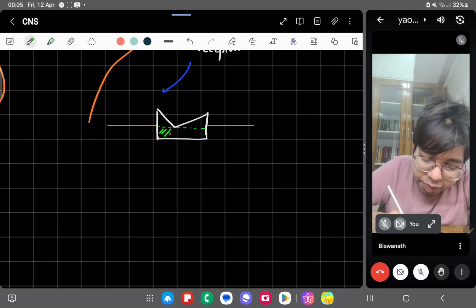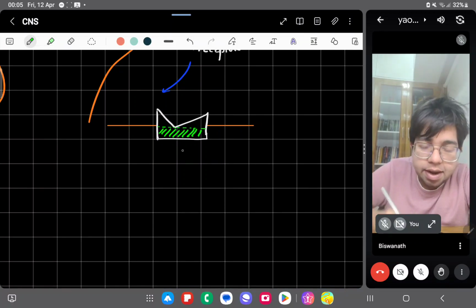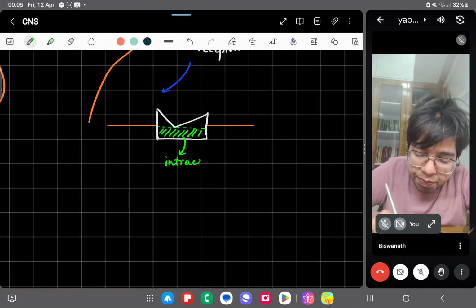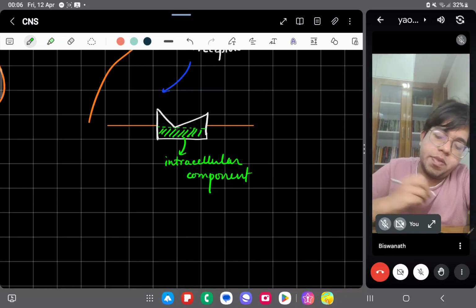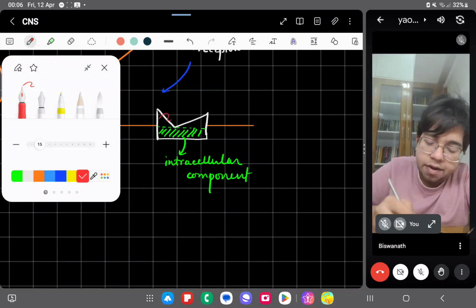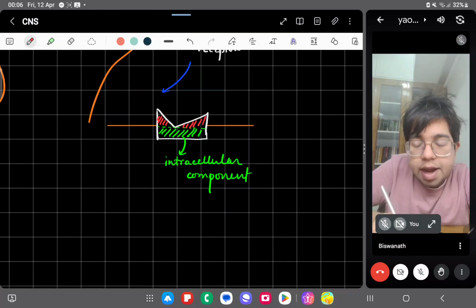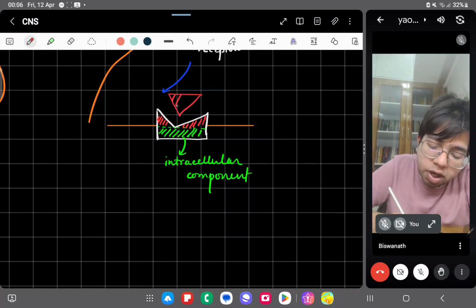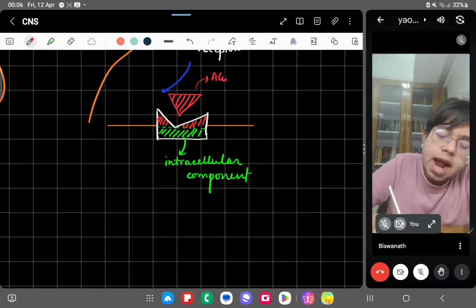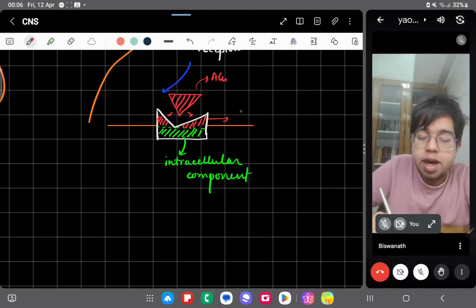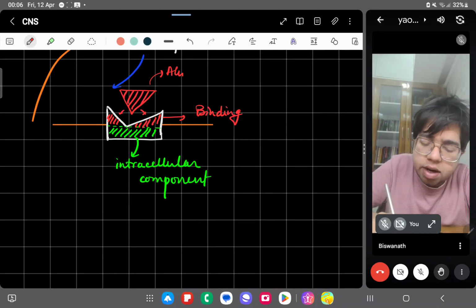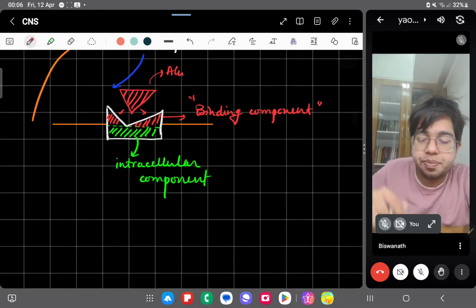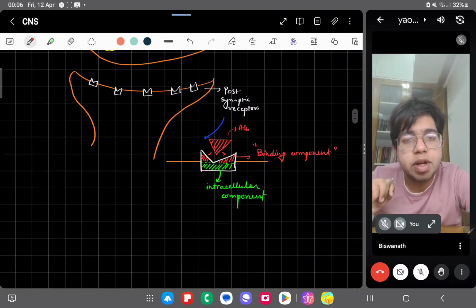Let me divide it. This is your component which is inside the cell, your intracellular component. And the one which is outside is where the ligand binds. What is the ligand here? Acetylcholine. Let's say this is acetylcholine, and acetylcholine is going to bind here. So this is your extracellular component, which is specifically called the binding component, right? You must know these things about the receptor.